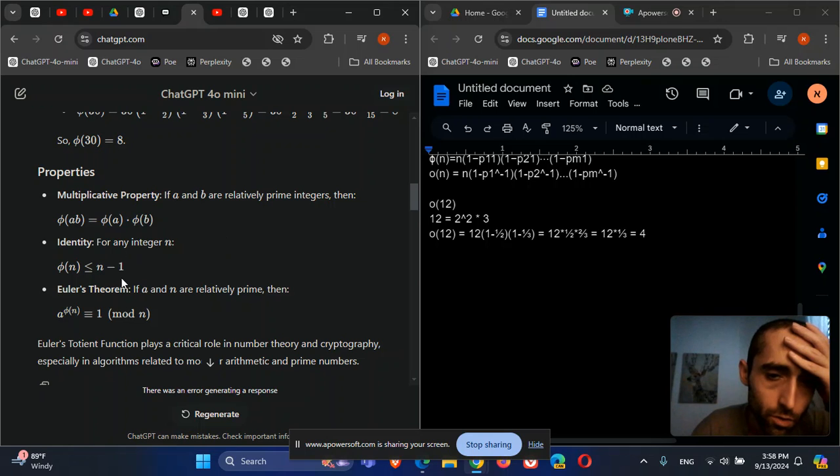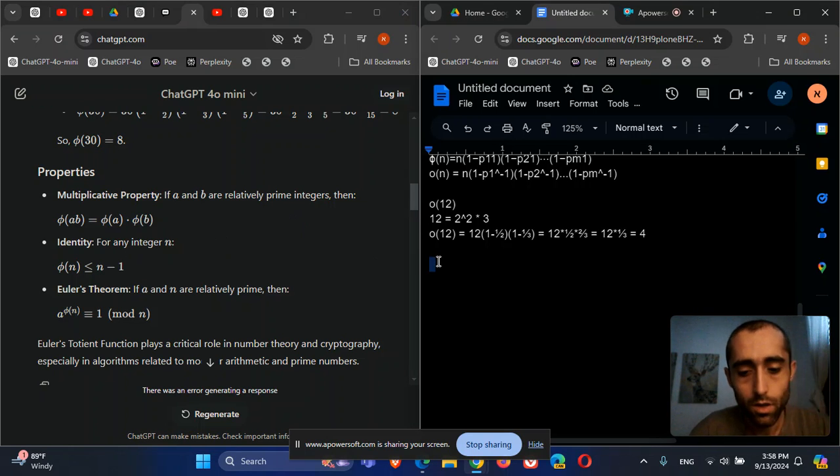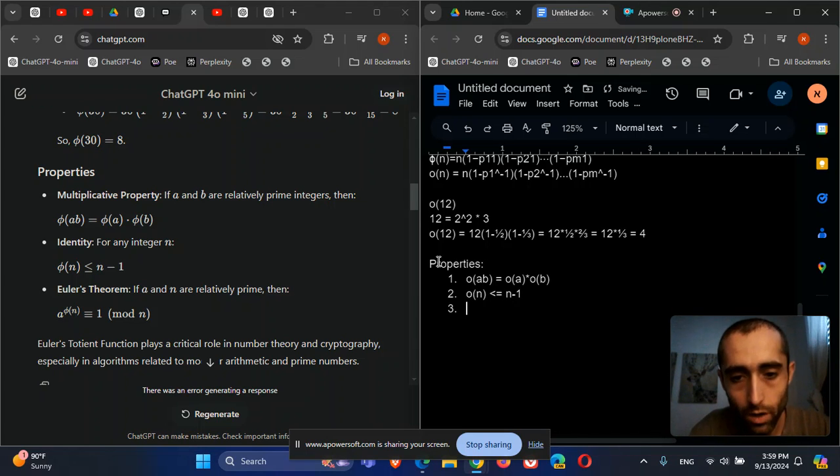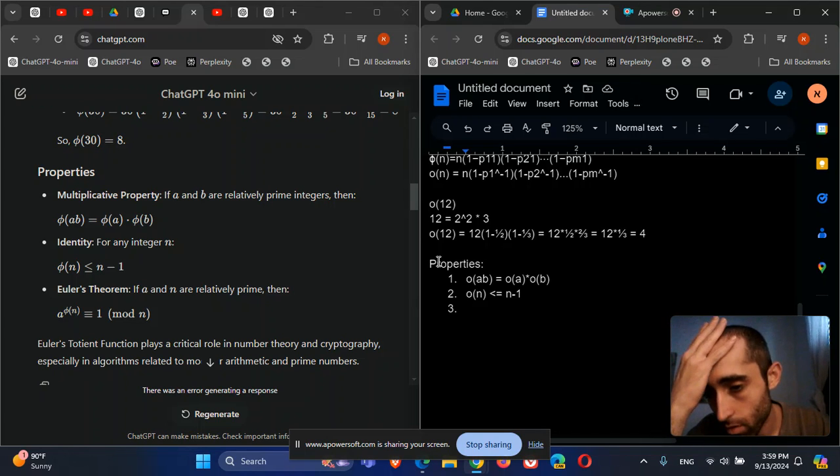And there are some properties for the phi function. The first property is that the phi function of a times b is the phi function of a times the phi function of b. Another property is that the phi function of a number is less than or equal to the number minus 1, because 1, 2, 3, 4, 5, 6, 7, 8, 9, 10. I mean, except for its own number, sometimes all the numbers are relatively prime to this.